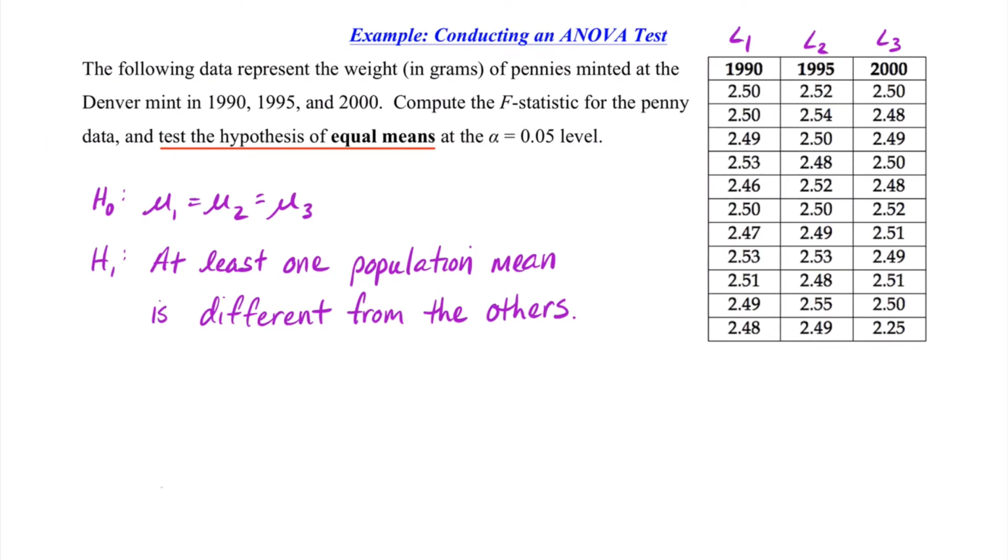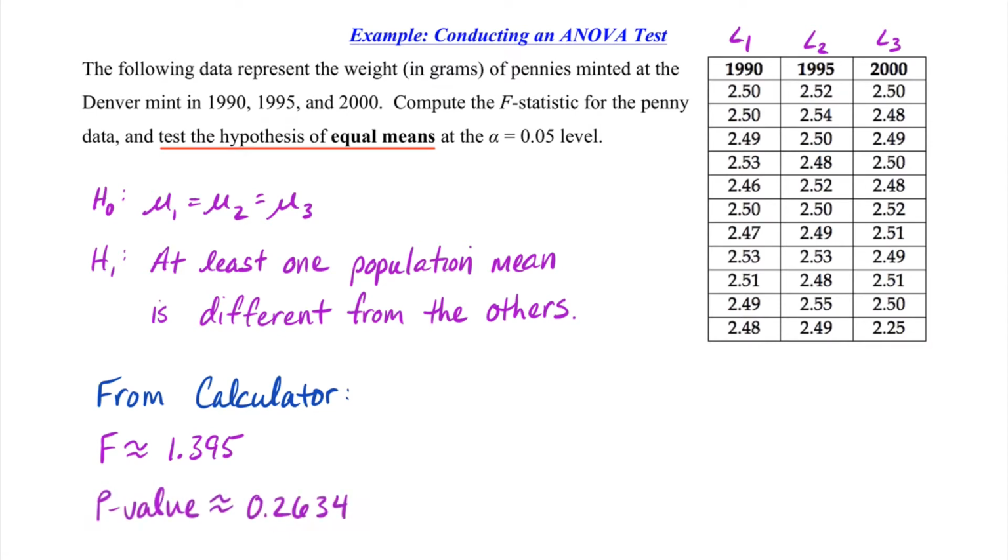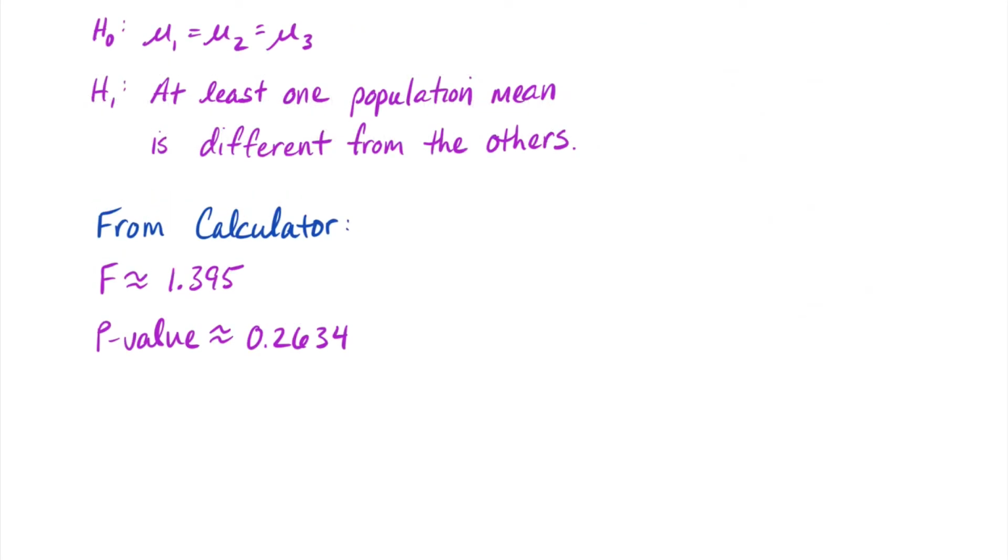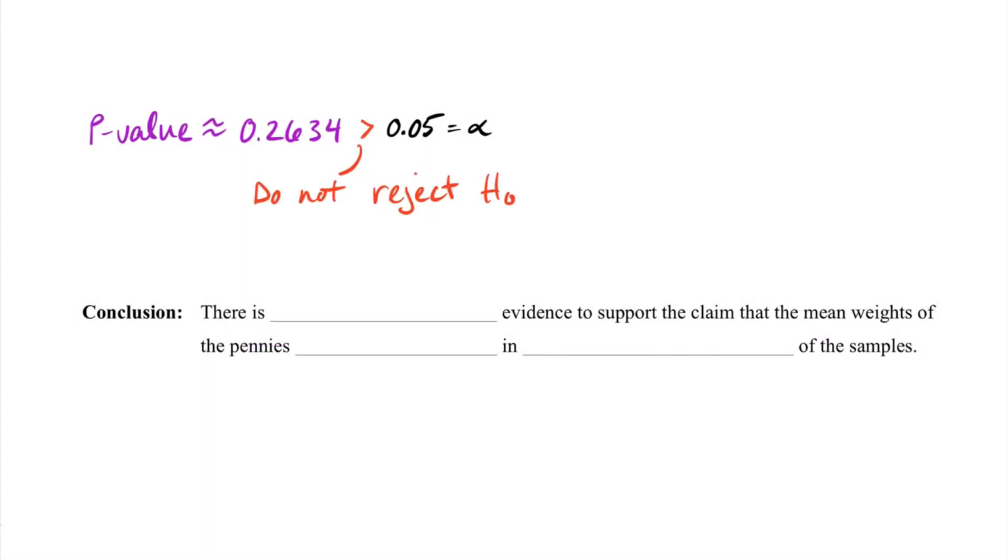Heading back to the notes then, from our calculator, we found our F statistic to be approximately 1.395. We got a p-value of approximately 0.2634, and we know to compare that to our alpha that was set at 0.05. And since our p-value is greater than alpha, we know that means we do not reject our null hypothesis.